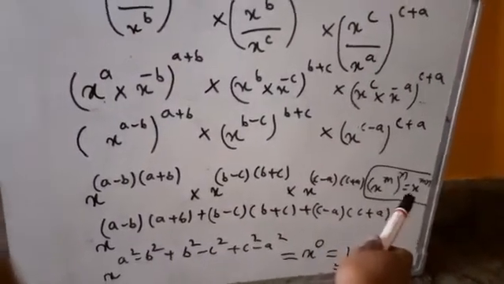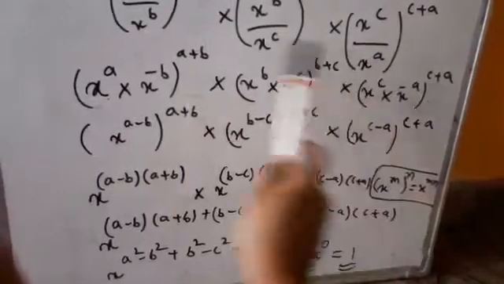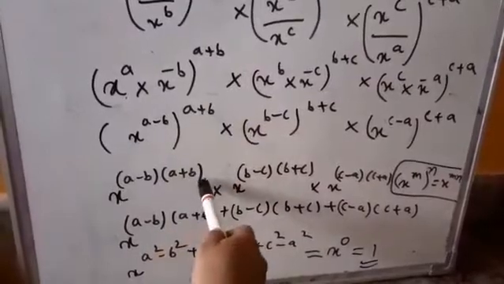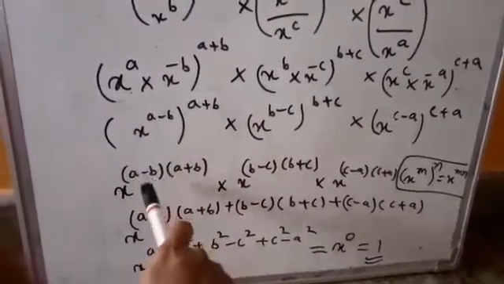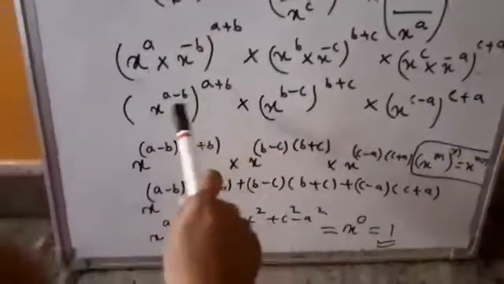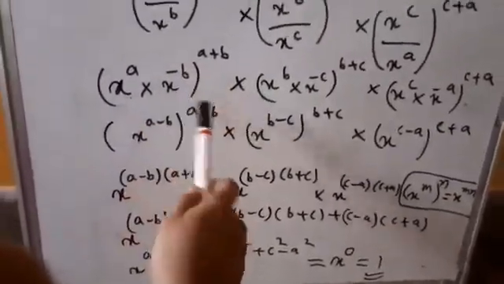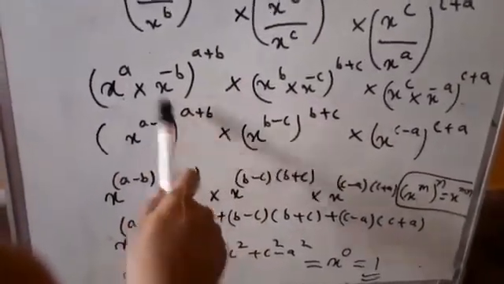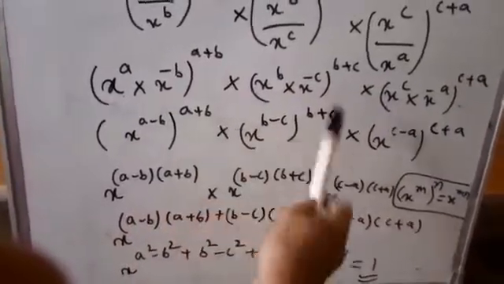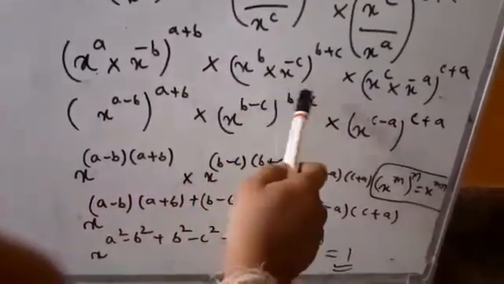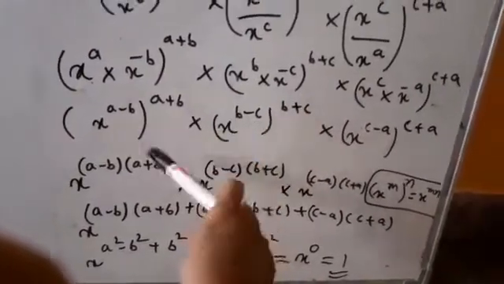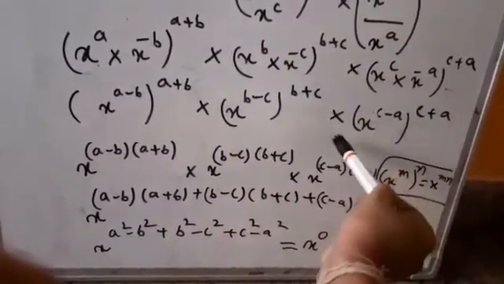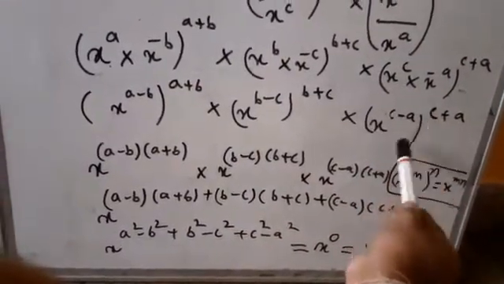Next, see here, this formula applies here: x to the power of m whole to the power of n formula, x to the power of m into n. So this formula we have to apply here. Third line, here base x, here base x, both the same. That's why powers are added. So x to the power of a minus b, whole to the power of a plus b, into, again x, same base, powers are added. So x to the power of b minus c, whole to the power of b plus c, into, again x, powers are added here also, x to the power of c minus a, whole to the power of c plus a.